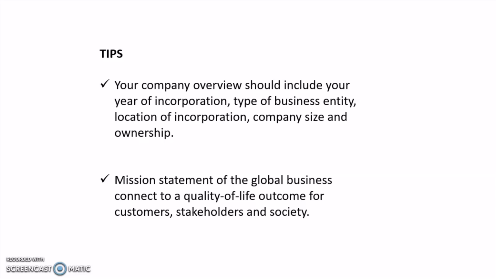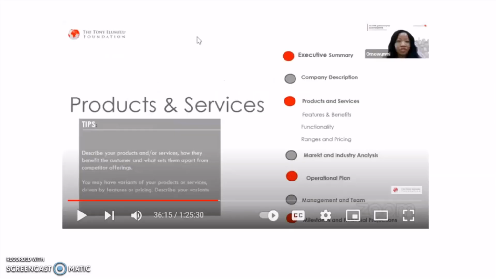So this is about your company description. It should state each and every one of this. Remember, we're talking about a detailed business plan. Now, the next is your products and services. So you can be a product-based company, you can be a service-based company, you can be both of them. So your product, like I said in the last video, this is the core of the business. This is the business of the business.